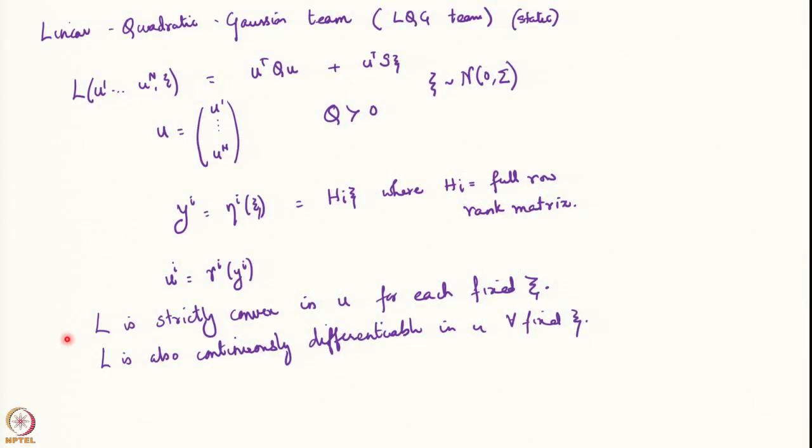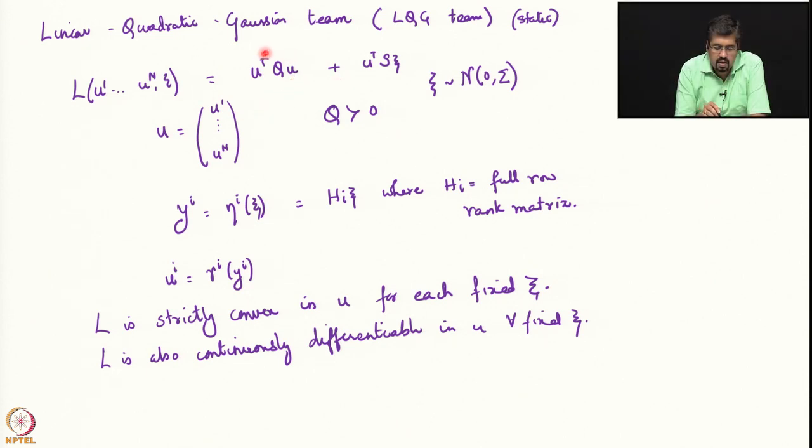Now, remember that in a linear quadratic team, the cost is quadratic in the actions of the players. So it's a quadratic function like this: u transpose Q u, where u is the vector formed by stacking up all the vector actions of the n players. Q here is a matrix which is positive definite. The dependence on psi is linear in this sort of way. The information that player i receives is a linear function of psi. So it's some H_i times psi, where H_i is a full row rank matrix.